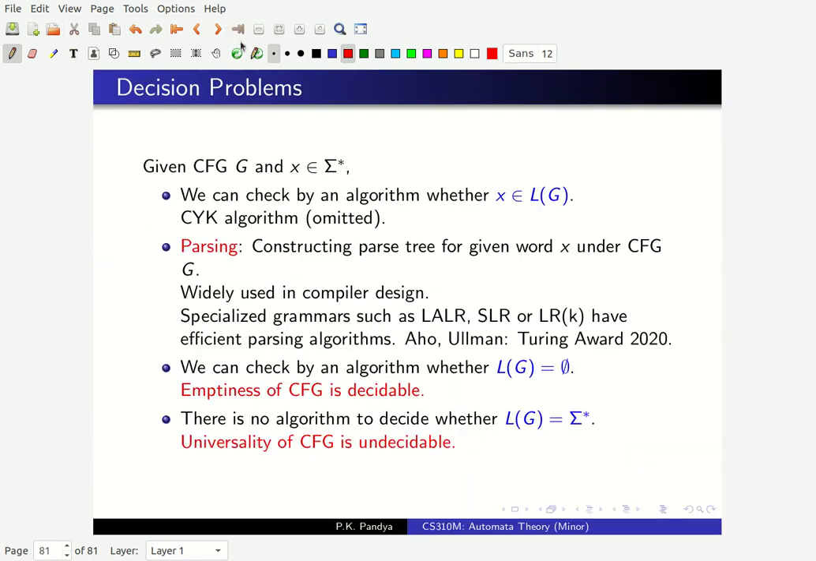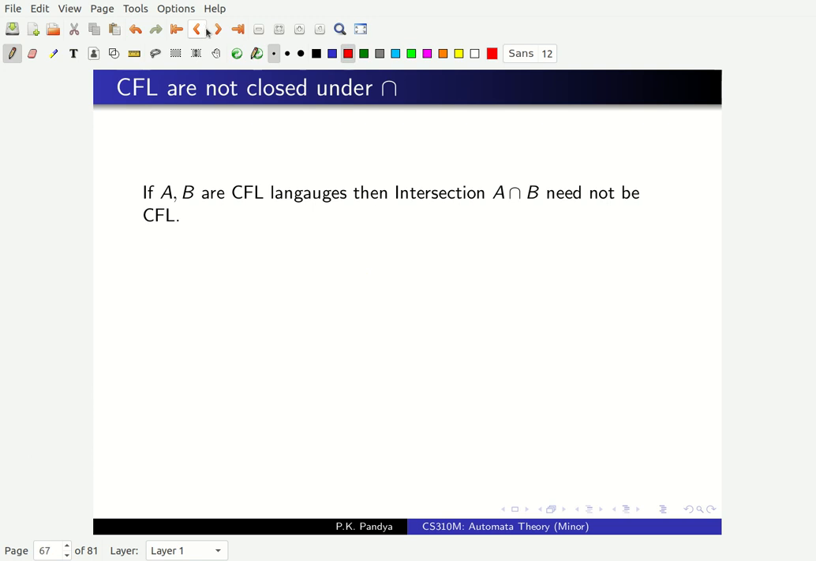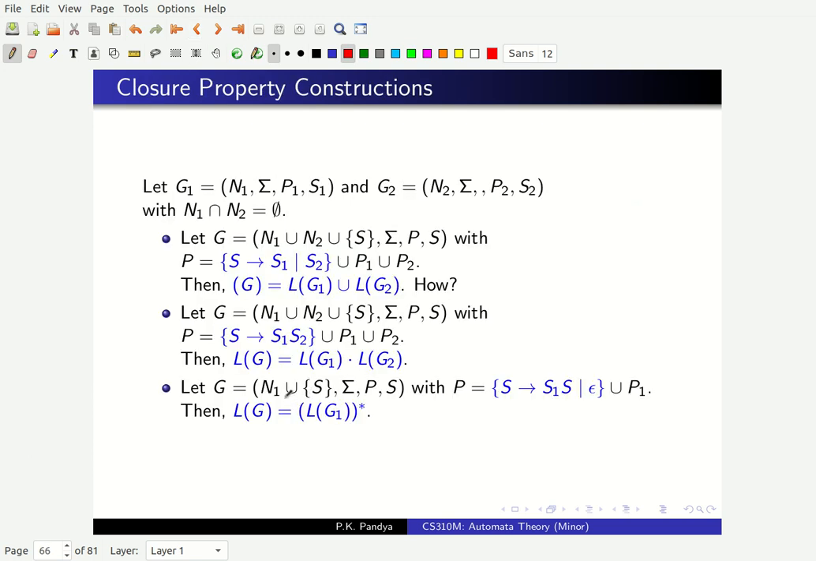The third property is, oops, it jumped to the end. Here we give a construction of a grammar which gives closure under Kleene closure. Suppose we have a grammar G1 for language A. Then for language A star we can construct a grammar G, which is given here. It has again a fresh non-terminal S. We have all the productions of G1 here, and we have this extra production which says S goes to S1 S or epsilon. Then we can show that the language of G is equal to the language of G1 star.